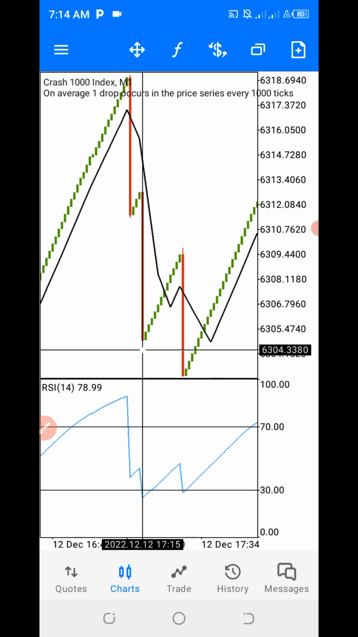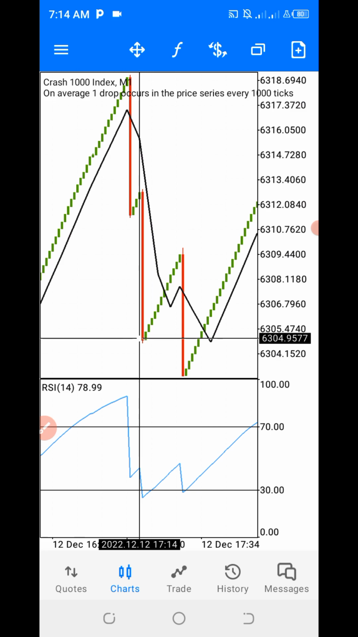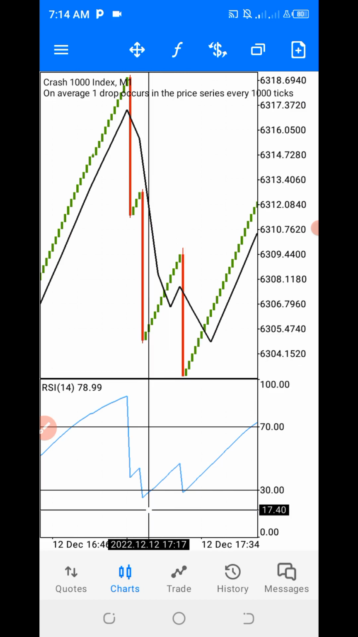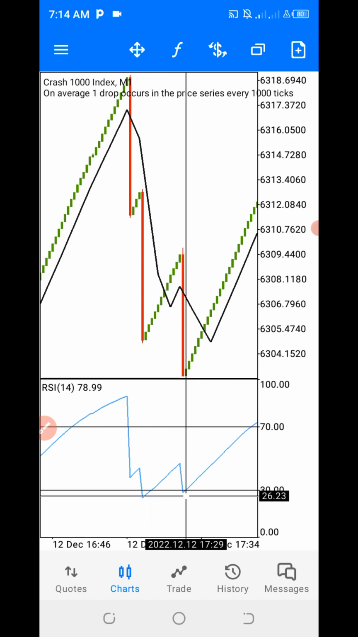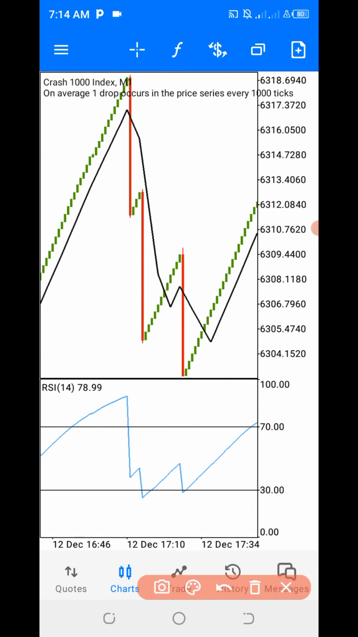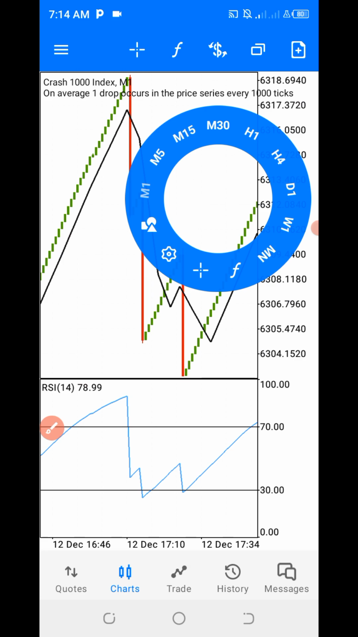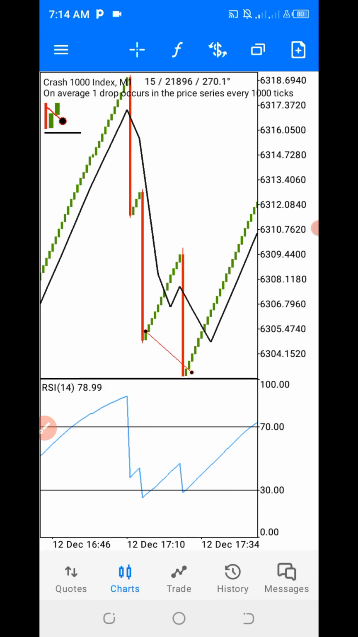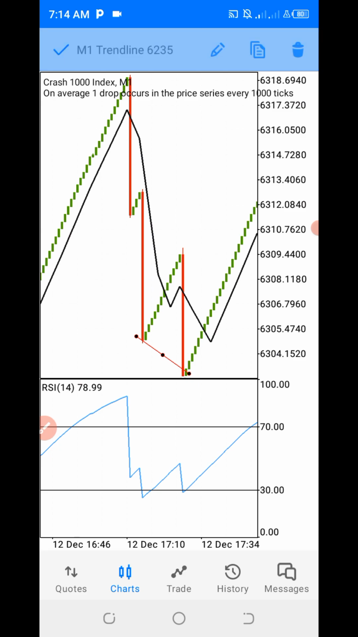Okay, so this is another one here. You can actually see this is a lower low, only we have a higher low here. So this is our lower low, and here a higher low. So we have our divergence, and it is actually happening at our 30 level. Let me use the horizontal line so that we can see properly. So we have this.